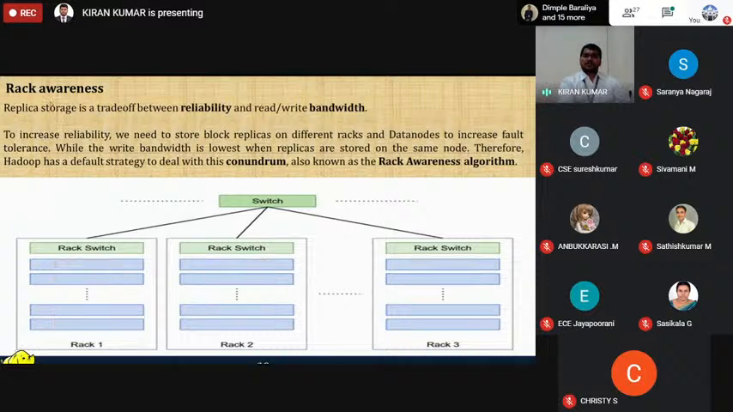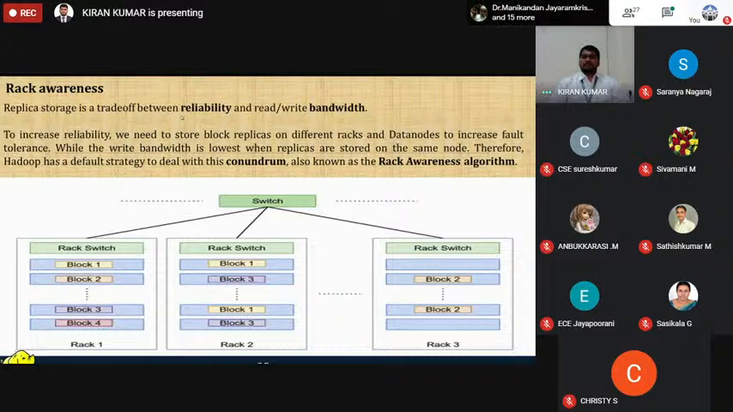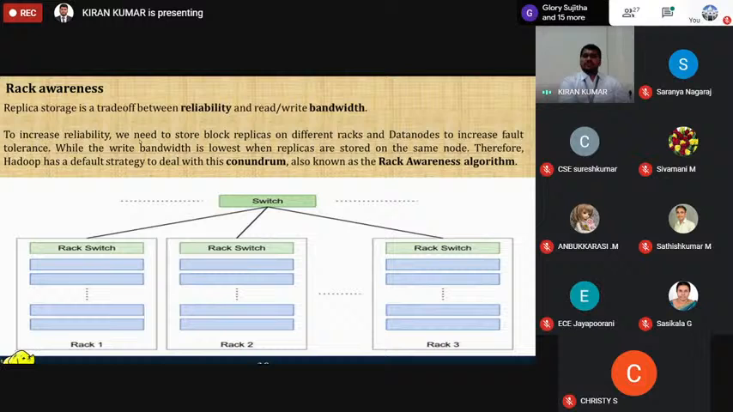Okay, so here the rack awareness algorithm is used for replication storage, in the trade-off between reliability and the read-write bandwidth. These are the 2 important factors why they have come up with a rack awareness algorithm. So let us see here. To increase the reliability, we need to store block replicas on different nodes, different racks and different data nodes, because you may think I have 3 copies.